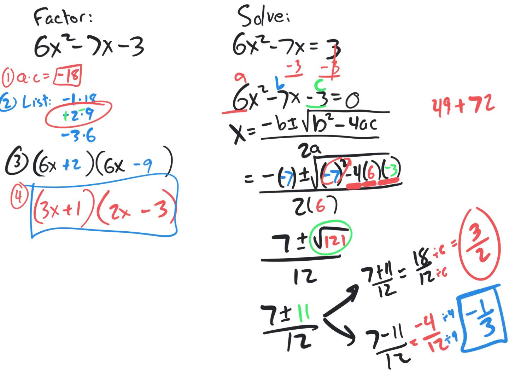So negative 1/3 is the other answer. So we got our 2 answers to this system using the quadratic formula. But you didn't have to do that. You could have factored, split it, and solved it.